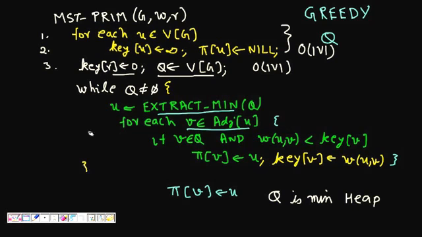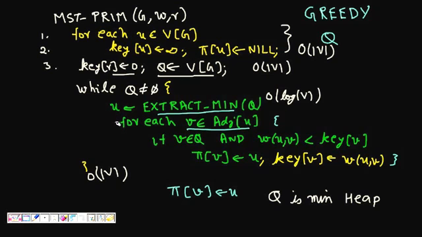Then this while loop starts. While this Q is not empty, it has V vertices, so this will run for mod V amount of time, O of V. You extract min, and because the Q is a min heap, it will take log of V. So this is the time complexity for extract min.